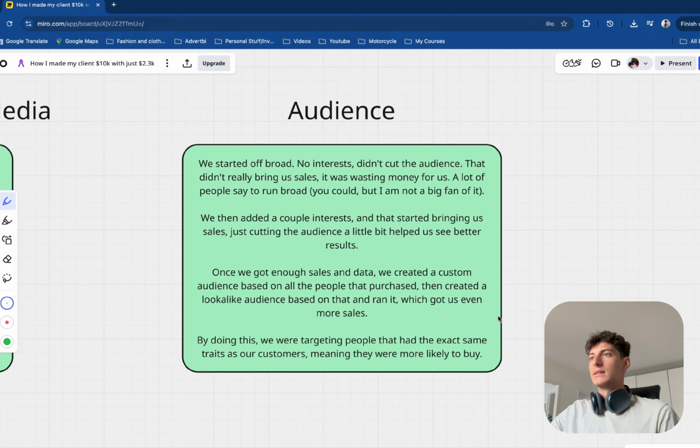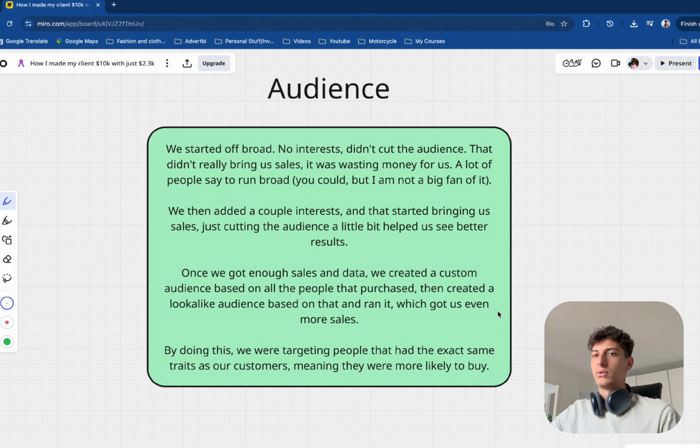Now, the last thing is the audience. We started off with a broad audience, no interests, didn't cut the audience, and that didn't really bring us sales. It was wasting money for us, and we ran this for like 2 weeks with barely any sales. A lot of people say to run broad. You could, but I'm not a big fan of it. It does work, don't get me wrong, but for my cases, it hasn't really worked, so that's why I'm not a big fan of it.